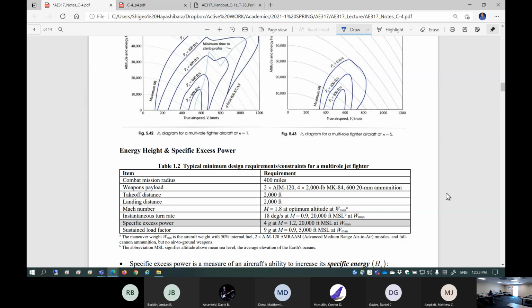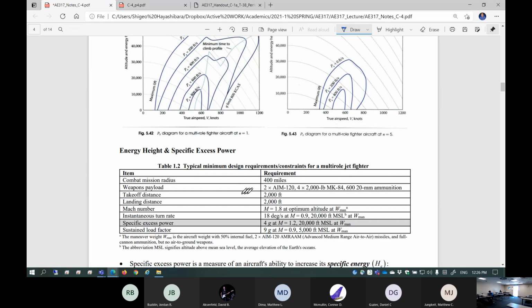A list of constraints shows up first, and then those need to be plotted to find out your design space. Design space is how big your airplane, range, and so on should be if you want to satisfy this many constraints. So these are the constraints.